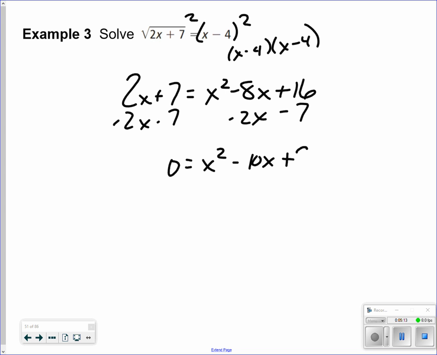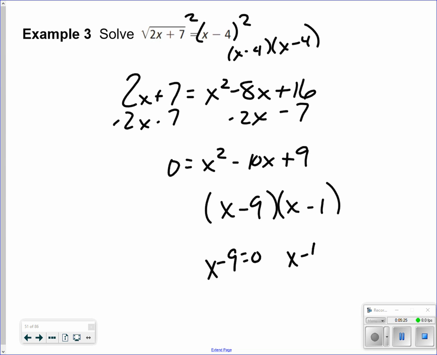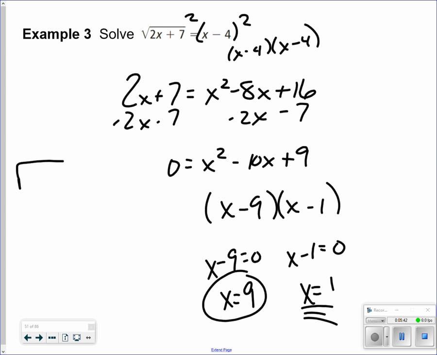Now all the techniques I learned when solving a quadratic apply, such as factoring. Set the parentheses equal to 0 and solve. So x is equal to 1 and x is equal to 9. Both of these, x is equal to 9 works, but x is equal to 1 does not. Let's go back to the original one and talk about this. If I plug 9 in, 9 minus 4 is 5, and I end up with the square root of 25, and that's true. The square root of 25 is 5.